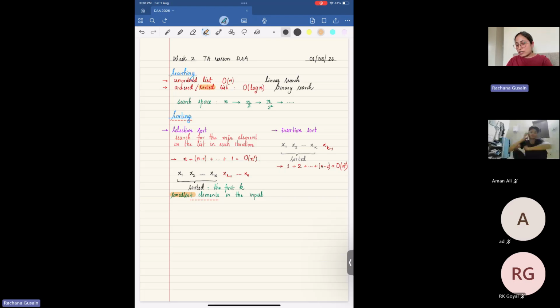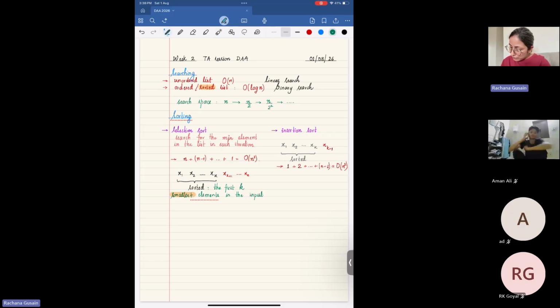Yeah, they may not be the least k elements. These are essentially the first k elements of the input array, right? Here, we are not really seeing the entire array in every iteration. In insertion sort, initially we are just looking at the first element, then the first two elements, first three elements. So after k iterations, it is the first k elements of the input array itself which are sorted. So that's the key difference between selection and insertion sort.